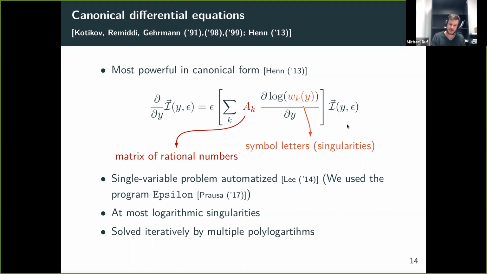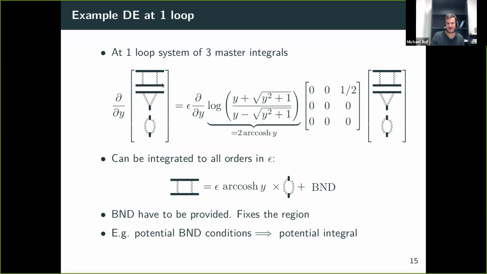Once you have the integrals in this form, it's very straightforward to solve this problem in terms of iterated integrals. Just to give you some flavor of this, this may be a bit trivial for some people, here is how it looks at the one loop level. You have three integrals, you take a derivative of them, you get some logarithmic term here, and then you get this simple matrix of rational numbers times the vector itself. In this case, you can perform the integration trivially to all orders in epsilon, and you find, for example, that the box integral is just proportional to this arc-cosh, which is actually related to the famous arc-cinch, which some or many of you may have heard of.